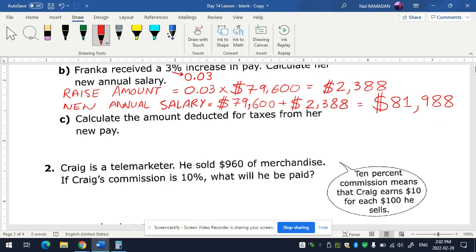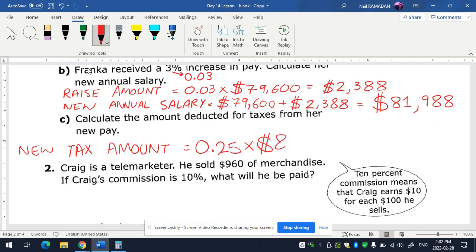Okay? So new tax amount equals also 0.25, but now times a higher salary, 81,988.